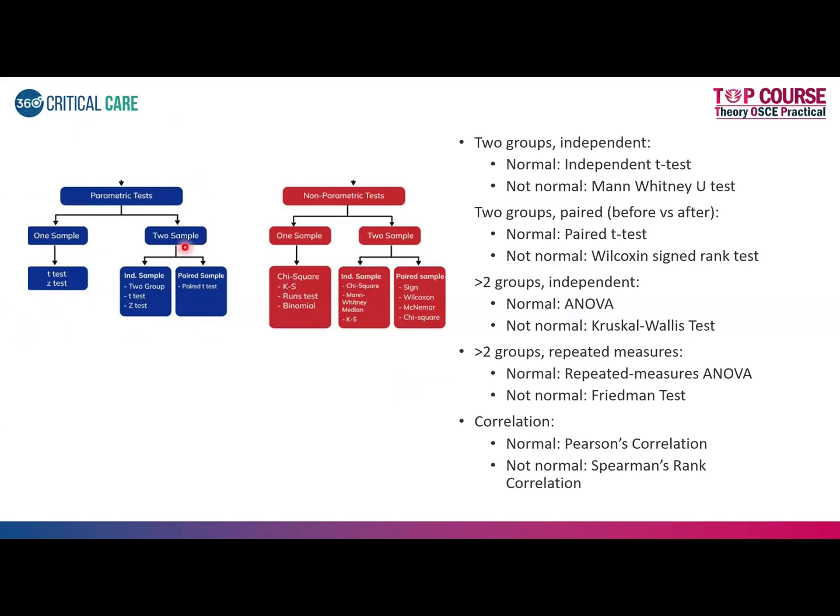For two samples, for individual samples, we have the two groups, the t-test and the z-test. For paired samples, you are doing a paired t-test. For non-parametric tests, for a single sample, you are doing chi-square, the cross-weld, the KS test, the runs test, the binomial test, and then you have other tests like chi-square and the Mann-Whitney test for a two-sample test.